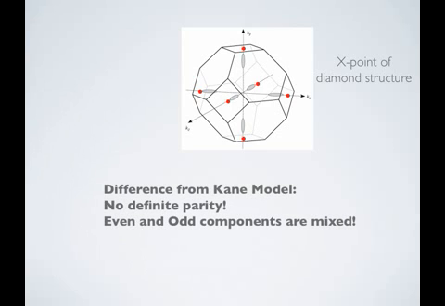Different from the Kane model, at the X point there is no definite parity, which is very unique. We cannot write the basis in simple forms like S or X, Y, Z, because the even and odd components are mixed here. In order to apply the perturbation method, we use a more general tool called the method of invariants, which is based on group theory, especially the theory of irreducible representations.